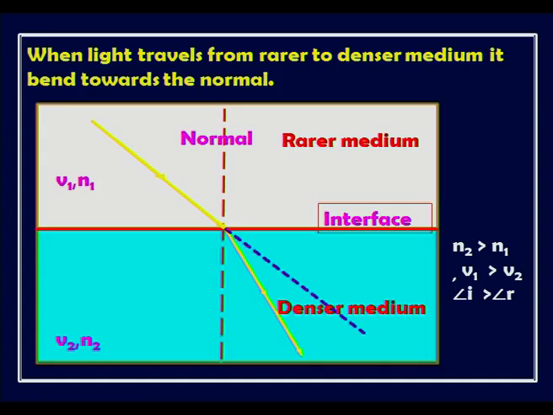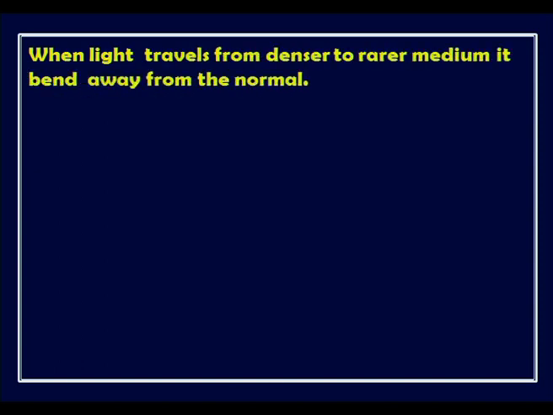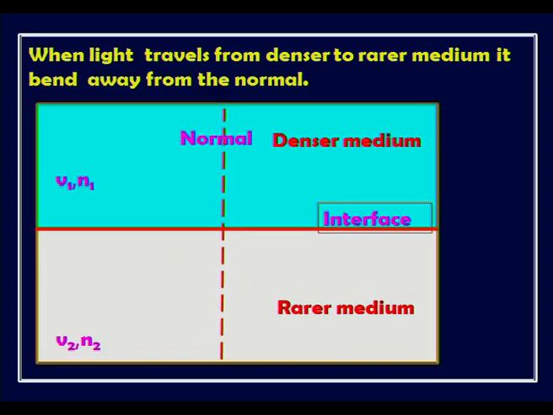When light travels from rarer to denser medium, it bends toward the normal. So, in this case angle of incidence is greater than angle of refraction. When light travels from denser to rarer medium, it bends away from the normal. Here we took denser medium and rarer medium. Light is traveling from denser medium to rarer medium. In that case, it bends away from the normal.